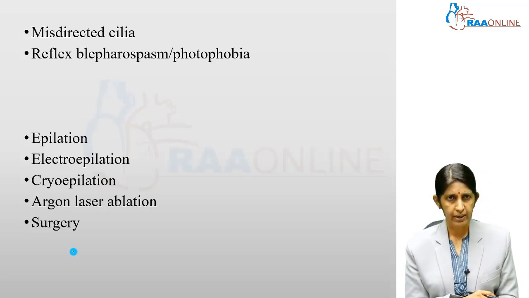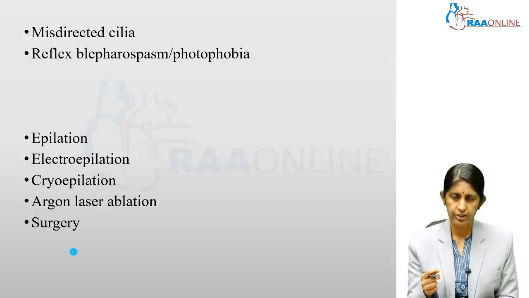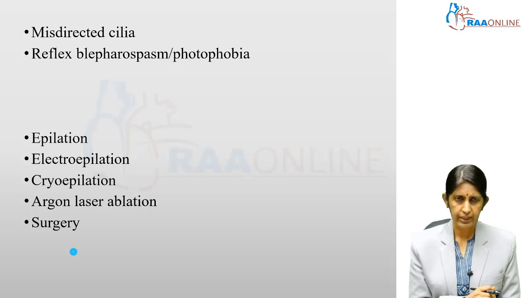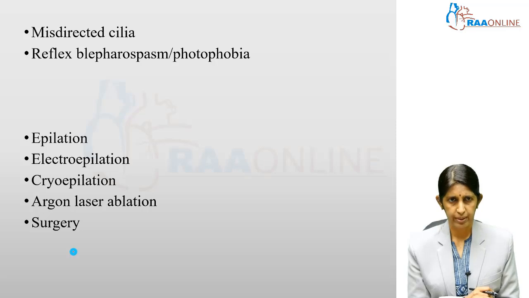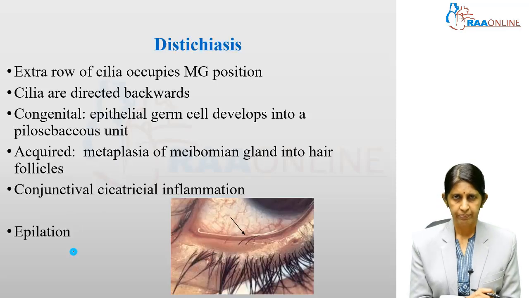And how do you treat it? Epilation. Epilation means you're just removing the lash at the follicle. It can be done using electrocautery or by cryotherapy or by using laser. There are three modalities of performing this epilation, or you can do a surgery.